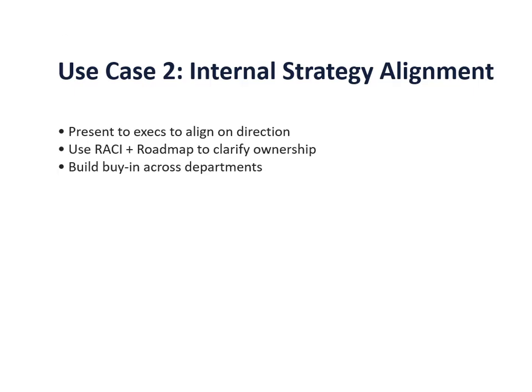Next up, if you work inside a company, you can use this for internal alignment. Present the deck to executives or department heads so you can drive clarity. Use the roadmap and RACI matrix to show who owns what. This helps get people on the same page fast. I've seen this used successfully in kickoff meetings, quarterly reviews, and when executives are steering groups.